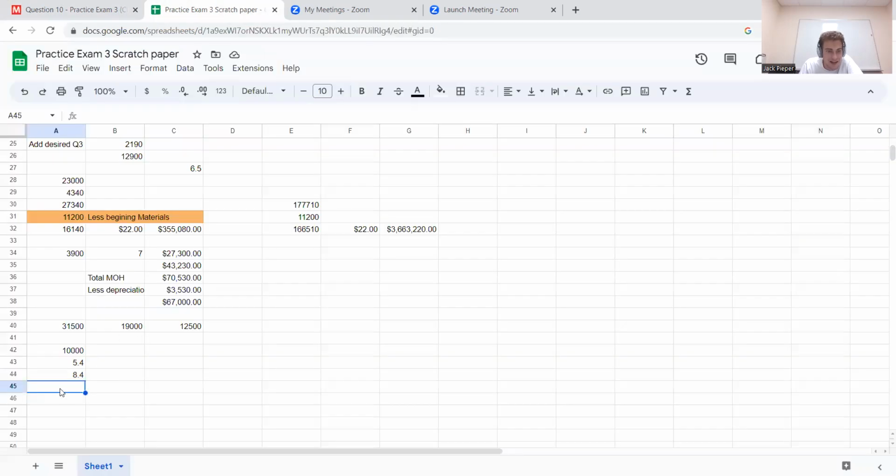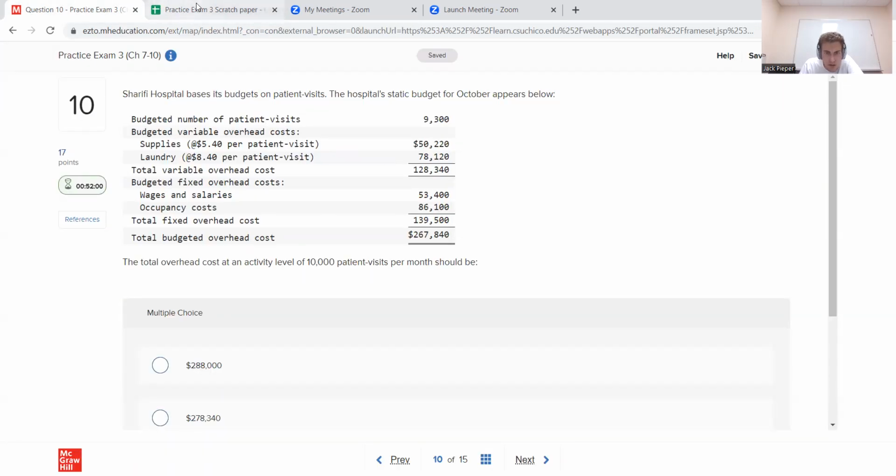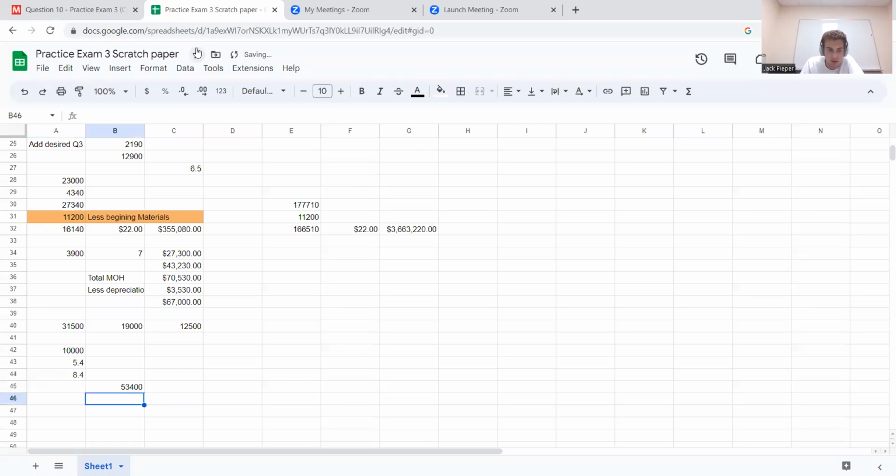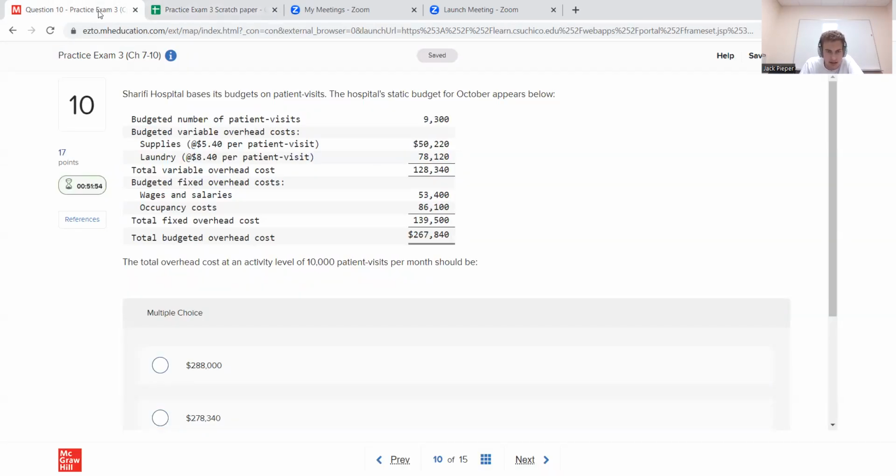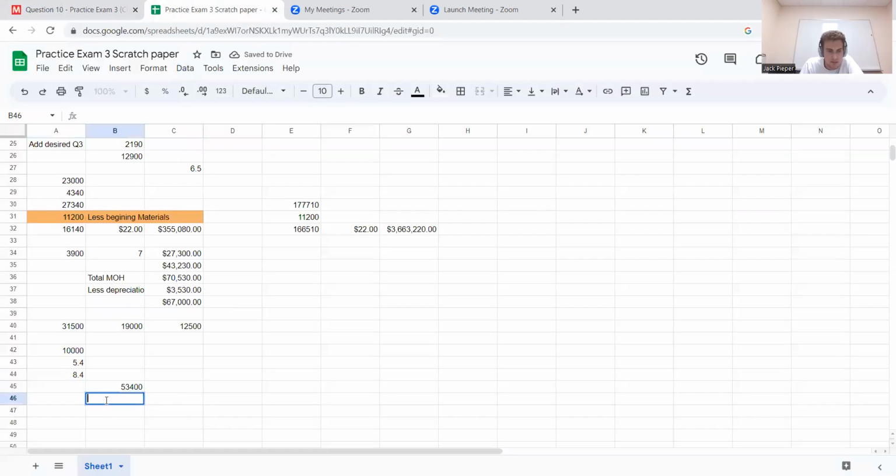Now we have the wages, right? So we'll do 53,400 and we'll do 86,100. Okay. And now we'll do the 540 times the new activity rate and the 840 times the new activity rate. So as opposed to 9,000 whatever, it's 10,000 now. And again, we'll make these in dollars and then we'll just total them up. So that'll be our total MOH. Cool.